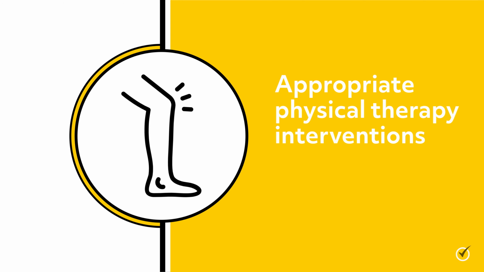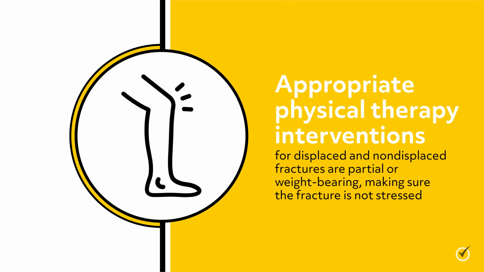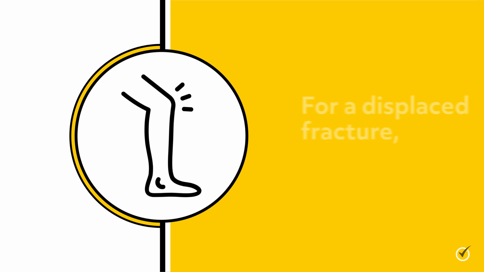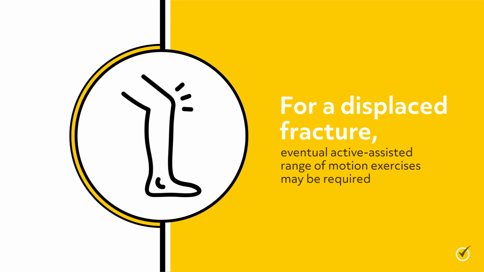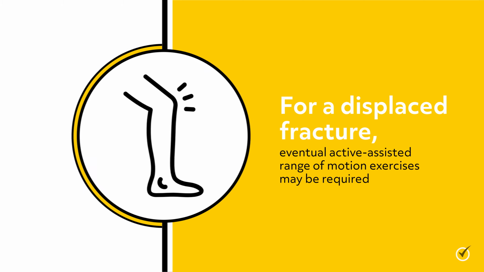Appropriate physical therapy interventions for displaced and non-displaced fractures are partial or full weight-bearing, making sure the fracture is not stressed. For displaced fractures, eventual active assisted range of motion exercises may be required.